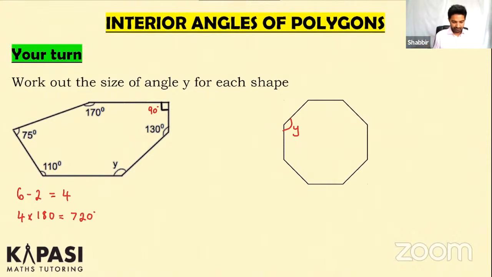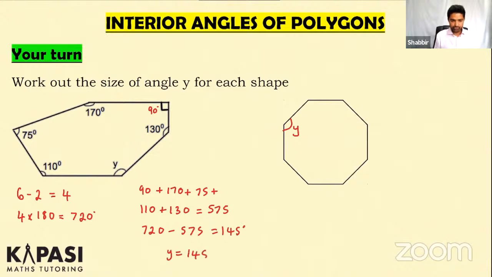So don't forget that. We've got 90 plus 170 plus 75 plus 110 plus 130, which is 575. So the total 720, take away 575, is 145 degrees. So Y for the first answer is 145. Did you work it out? And that looks about right. It looks bigger than 90. Although these diagrams aren't drawn accurately, it's good to have a look at that.